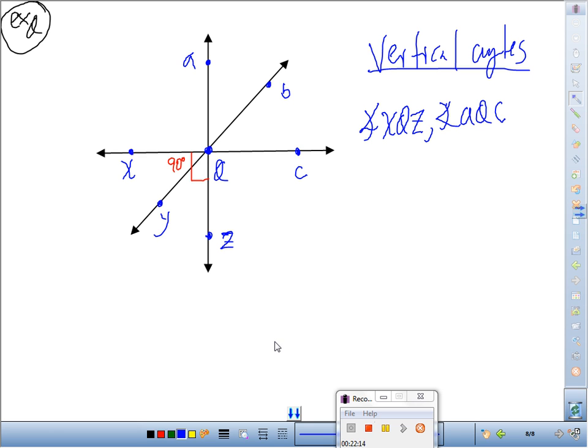So now check this out. Let me give you another one. Look up. Angle XQA. XQA is vertical to which angle? Write it in there, please. Angle XQA is vertical to which angle? Write it in there, please. Stop saying it loud. Okay. Tell your neighbor which angle it's vertical to.